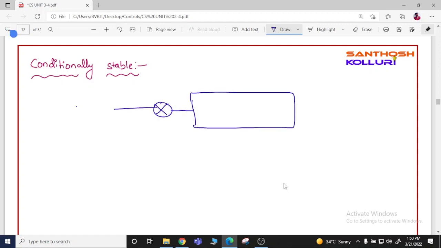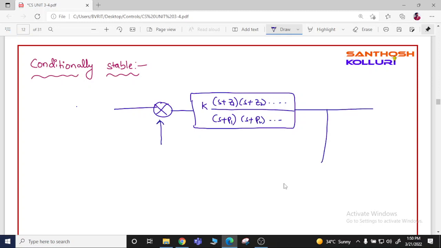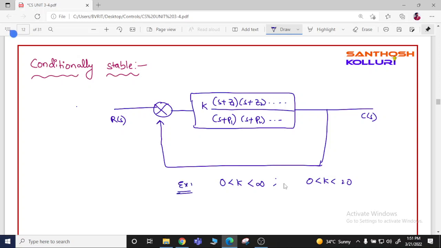Let me take the system like k into (s plus z1) into (s plus z2) and so on, divided by (s plus p1) into (s plus p2) and so on. Here this is the feedback; I am just taking a unity feedback system. This is R of s and this is C of s. Here the value of k is mentioned as lying between 0 and infinity, or something like 0 to 20. So it completely depends upon the gain k.